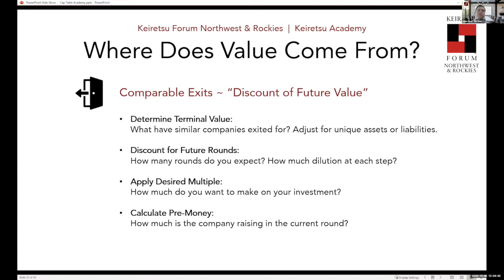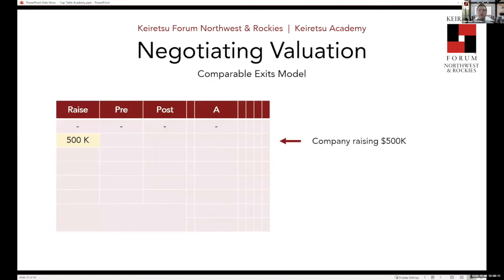So of course, the first thing you're going to want to do is understand, what do I think this company can exit for based on what similar companies have exited for, and then adjust that as necessary. You then want to discount it back for the amount of future rounds you expect, and any additional risk beyond that dilution risk. Then you want to understand, how much is reasonable for you to expect to make on your investment given the level of risk you're taking? And then calculating pre-money from there is a pretty easy step.